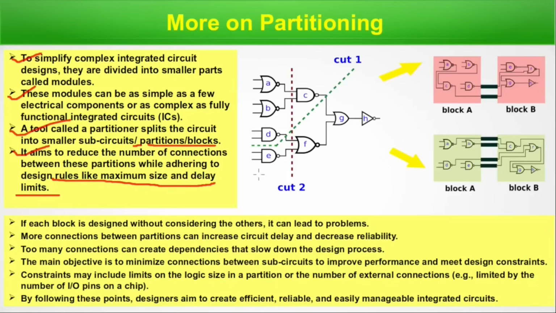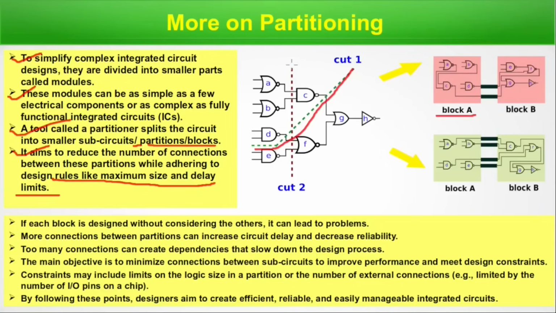There is an example circuit with 8 gates, and we can cut or divide it in 2 different ways. Like this is cut 1. In cut 1, in one section A, B, C, D, these 4 gates are in block A, and E, F, G, H, these 4 gates are in block B. So we are keeping the connections the same, that is, the functionality the same. So the interconnect between these 2 blocks is 2.